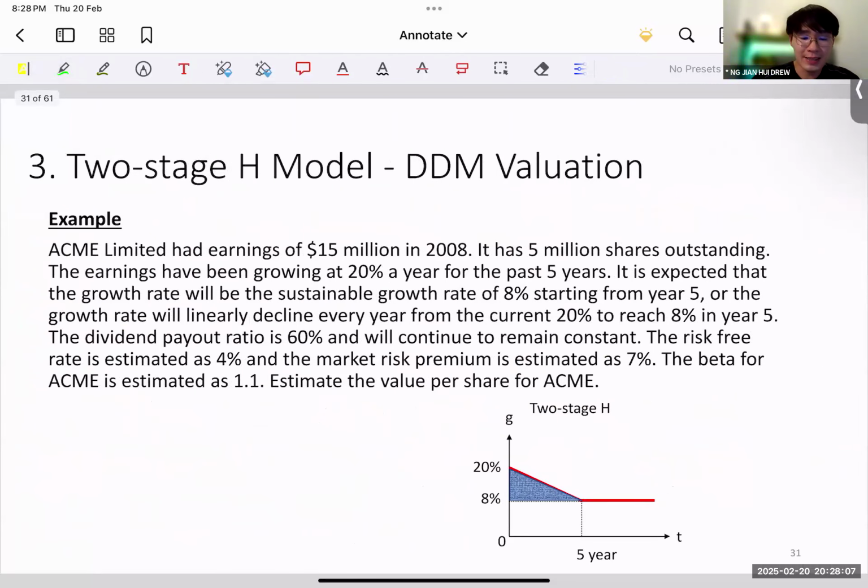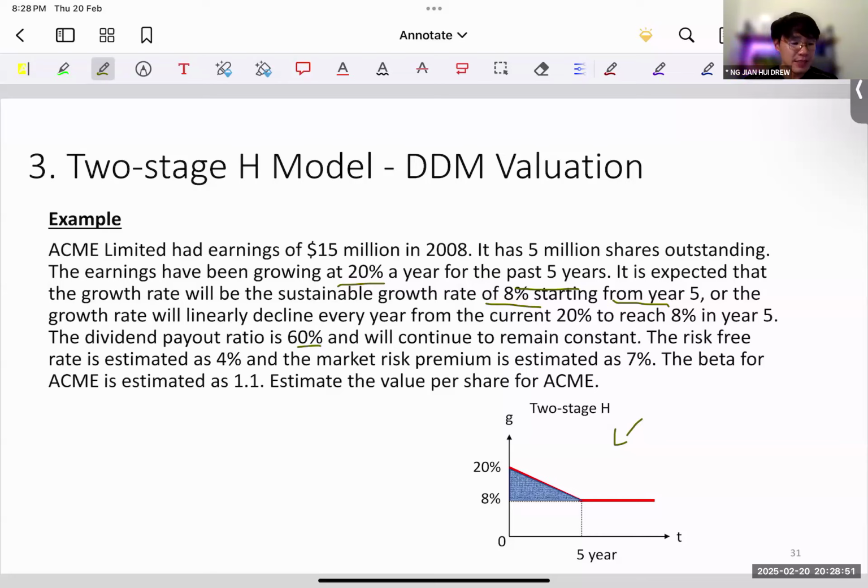We have an example which will help you understand this a bit more. The same company, ACME, has earnings of 15 million in 2008, 5 million shares outstanding, and earnings growth at 20% for the past 5 years. Again, I always like to draw this kind of diagram to help you visualize. It is expected to grow at a sustainable rate of 8% from 5 years onwards, or grow with a linear decline every year from the current 20% to reach 8% in 5 years.